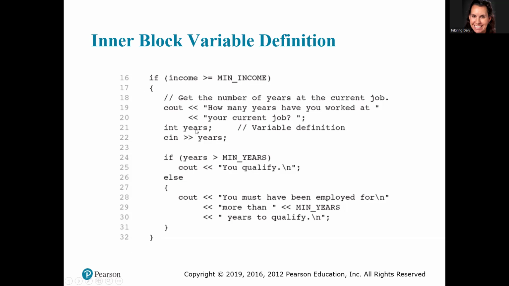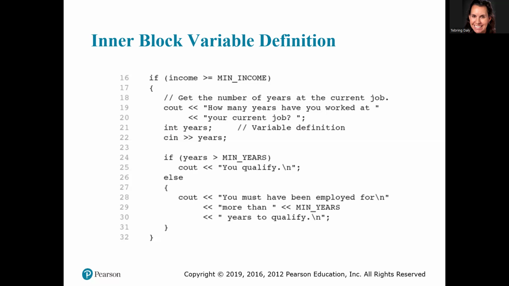And this variable, int years, anytime you see a data type of a variable, that is called a variable declaration. Anytime you declare a variable inside a block of code, it's only good inside that block of code. And so that may be what you want. That's maybe all you need it for. Maybe you don't need it later in your program.